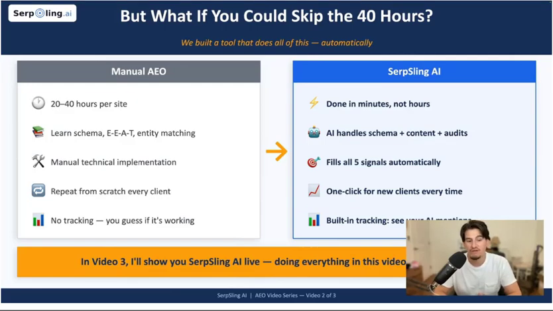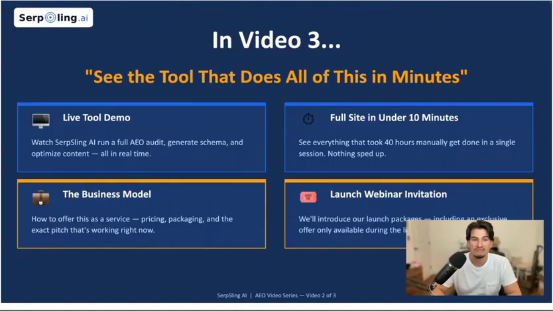And that's what we're going to cover in video number 3. I'm going to show you a demo of SerpSling AI doing everything for you in a few clicks. You're going to see the tool that does all of this in a matter of minutes. I'm going to show you a demo of me running a full AEO audit, generating schema, optimizing content, and doing it all in real time. You're going to see everything that took 40 hours to do manually get done in a single session in a matter of minutes, nothing sped up.